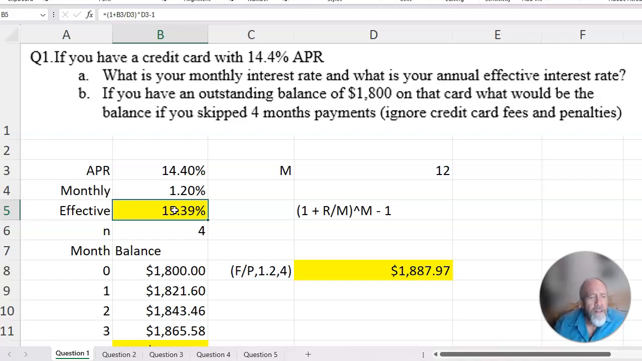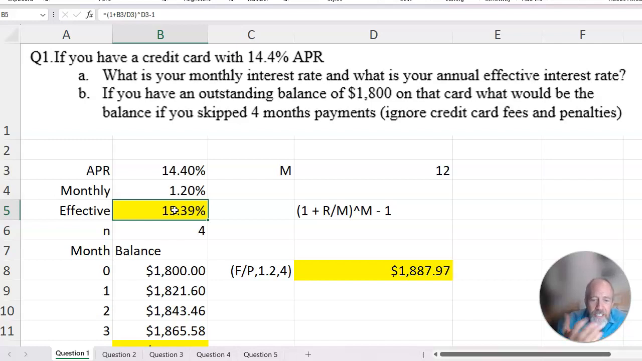Now, what does this really mean? It means that when you compound monthly versus compounding annually, the amount of interest you pay per year is greater than your actual APR. Because the APR is if you compounded it once a year. If you compound it once a month, it's actually going to be more interest.